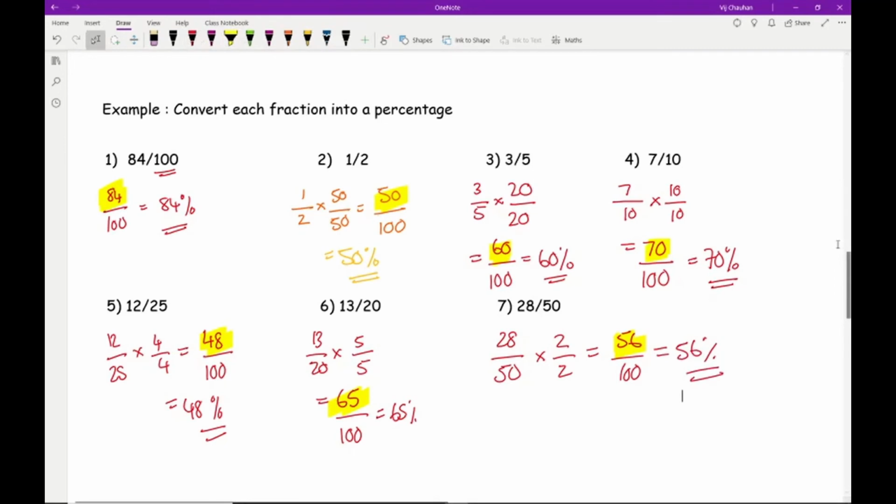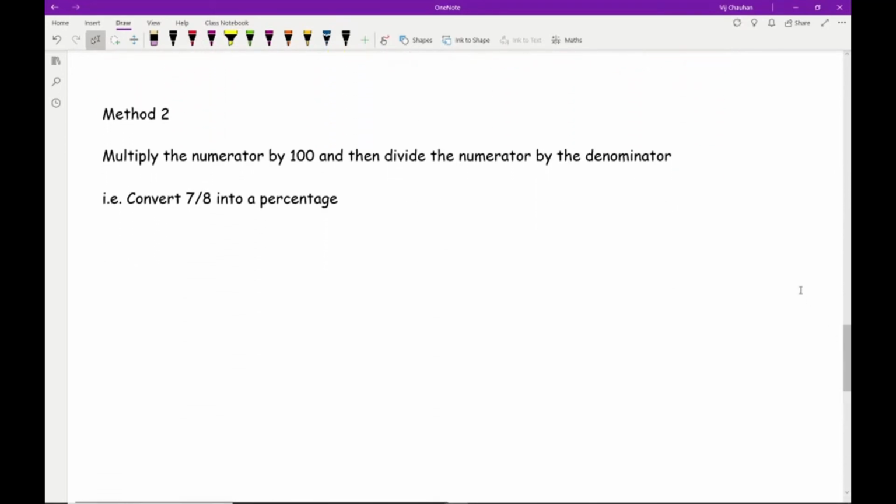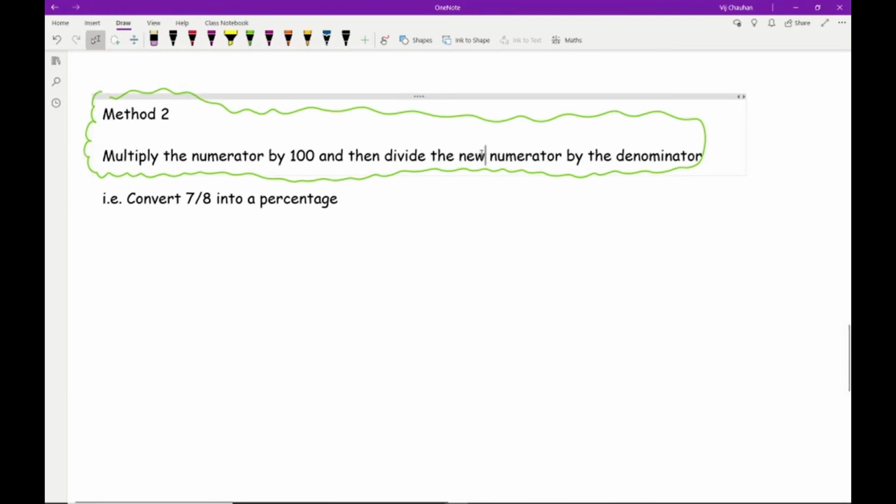So moving on to another method, method 2. Now we're moving into calculator territory, or questions that may be worth a few extra marks. Method 2 is to multiply the numerator by 100 and then divide by the denominator. So in other words, we take the new numerator by the denominator.